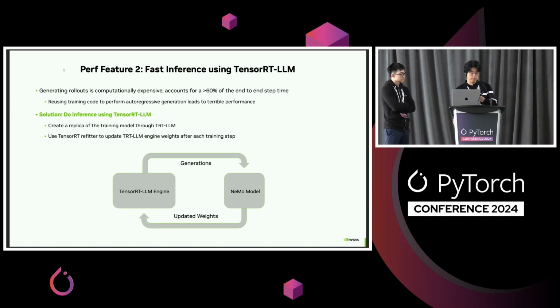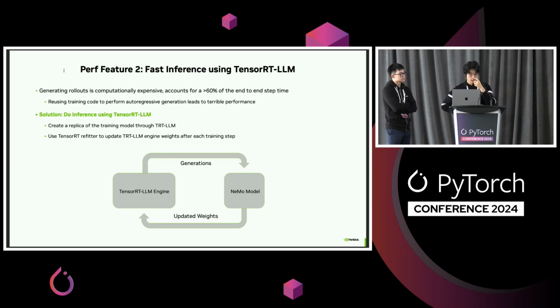We take our NeMo model, which is doing training, and on the first step, we create a replica of the model inside TRT-LLM. Because we have this replica model, we can do auto generation inside TRT-LLM. Shown here in the diagram, the TRT-LLM engine will produce generations. The NeMo model will consume those generations and do its training. Then when it does training, it will call its optimizer to step the weights and send those updated weights back to TRT-LLM.